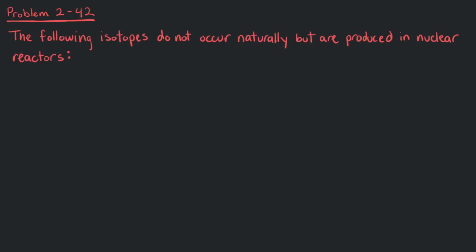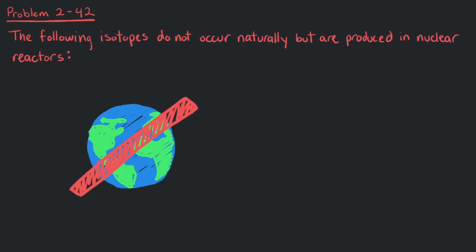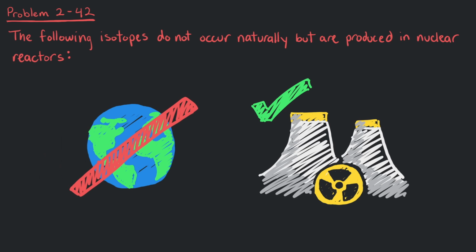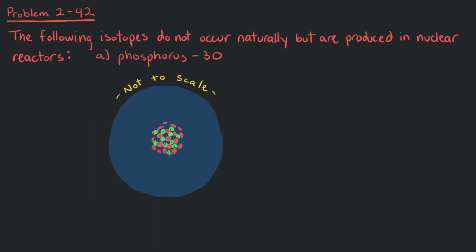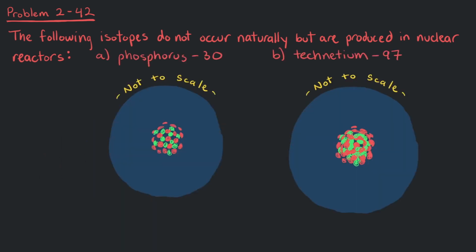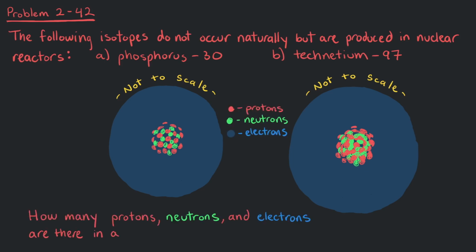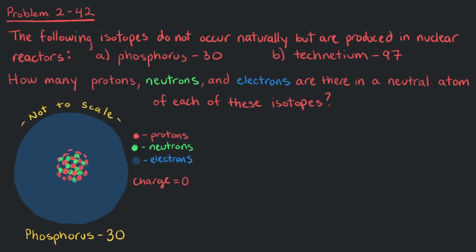The following isotopes do not occur naturally, but are produced in nuclear reactors. A. Phosphorus-30, B. Technetium-97. How many protons, neutrons, and electrons are there in a neutral atom of each of these isotopes? Let's start with part A and focus on phosphorus-30.